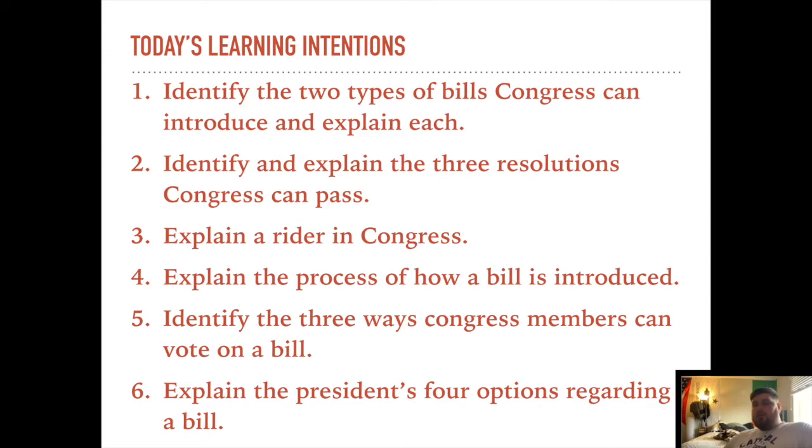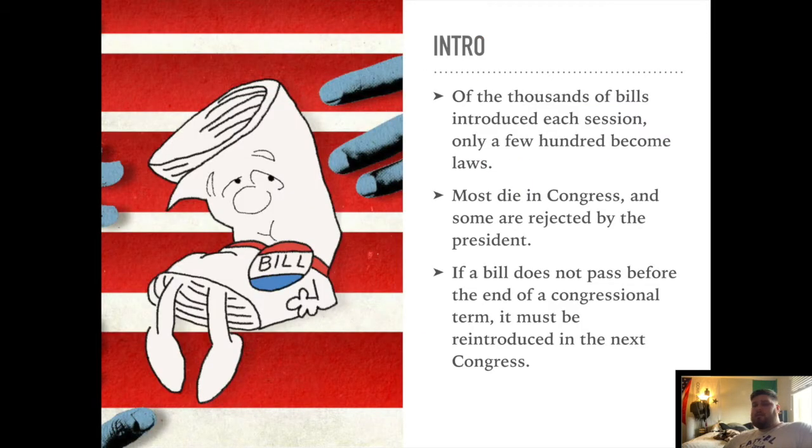So quick intro: of the thousands of bills introduced each session, only a few hundred become laws. Most die in Congress and some are rejected by the president. We kind of talked about this before. The president is able to veto a bill if he doesn't like it, or doesn't agree with it, or if he believes it's going to be too hard to enforce.